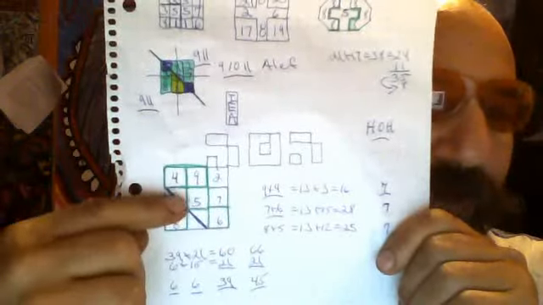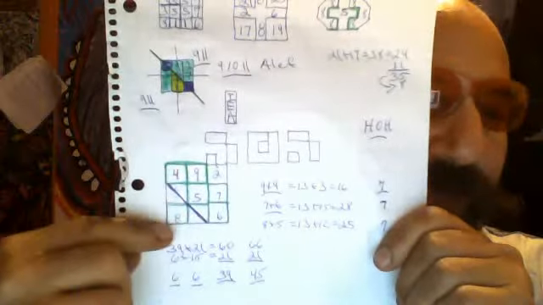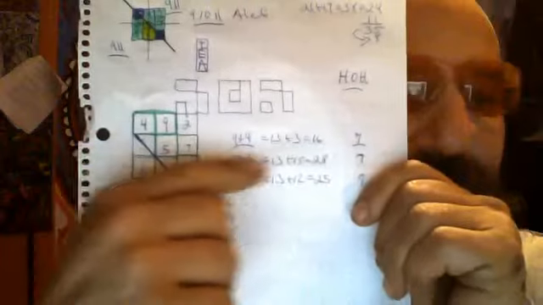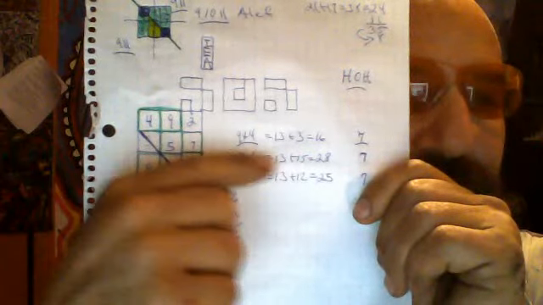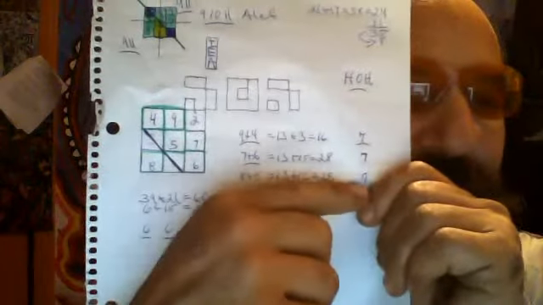5 is in the 5 box. Add 5. 8 is in the 7 box. Add 7. 7 and 5 is 12. Plus 13 is 25. I did that's here, 25. 2 and 5 is 7.